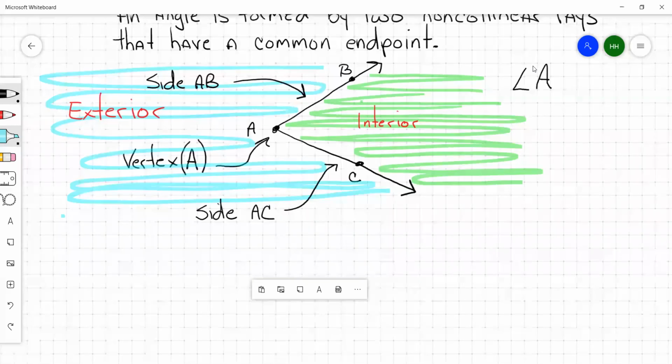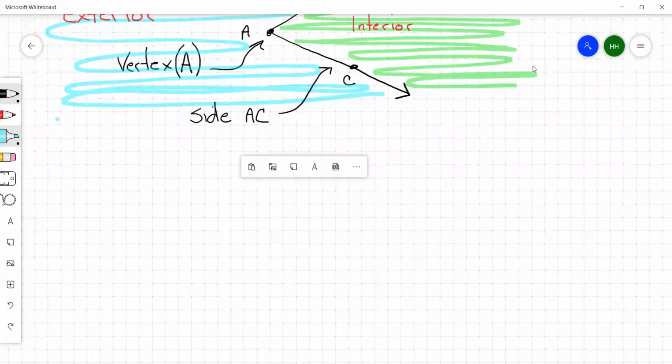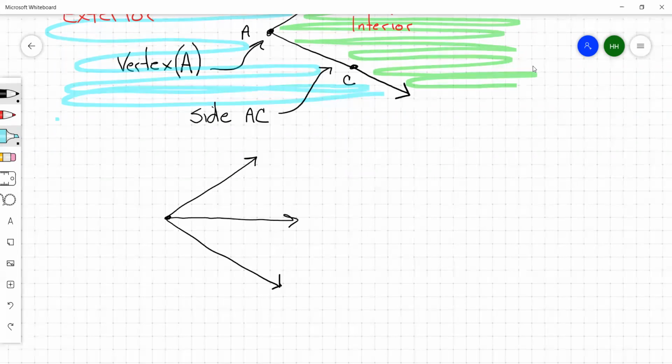When there's multiple angles, let's put a point on your paper and we'll go up and to the right, out and to the right, down and to the right. And now let's call that vertex A again. On this top ray, we can use point B. On this middle ray, point C. And on this bottom ray, we'll call it point D. Now we have multiple angles that have the same vertex. When you have multiple angles that use the same vertex, you have to use three letters to describe the angle.